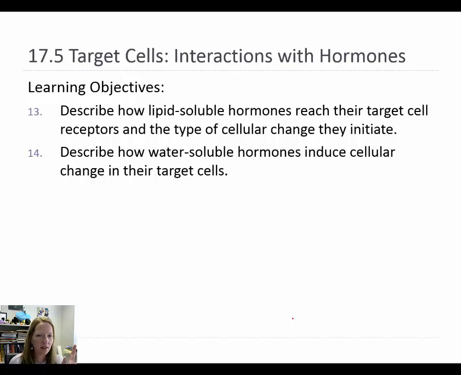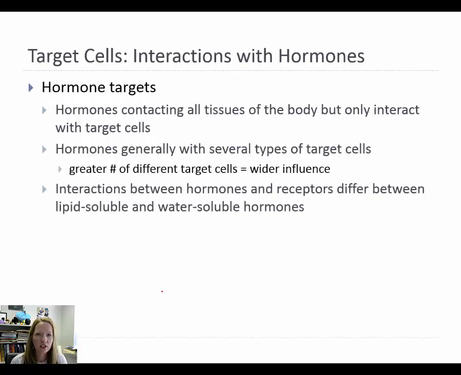Remember, because one is lipid soluble and the other is water soluble, they interact with their target cell very differently. So let's first talk about hormone targets. Remember that when hormones leave the bloodstream, they come into contact with all types of tissue. Sometimes it's not its target cell and it doesn't have a receptor. So what does it do? It actually heads back to the bloodstream and starts traveling around again. But hopefully once it leaves the bloodstream, it has found a target cell which has its receptor on it, and then it can interact that way.